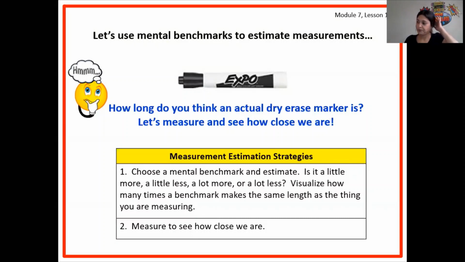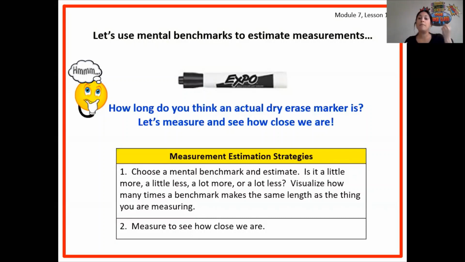So for example, if I'm going to be using a whiteboard to measure my desk, because remember we said that the whiteboard was about the size of a foot. But let me use a piece of paper actually. I know that this piece of paper is a foot because this is my mental benchmark. So now I have to visualize: if I use the mark and move forward, about how many feet would my desk be? I think about 7 feet. Okay, so is it a little more, a little less, a lot more, or a lot less?